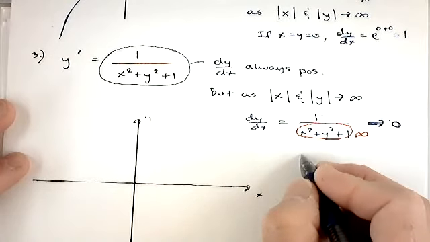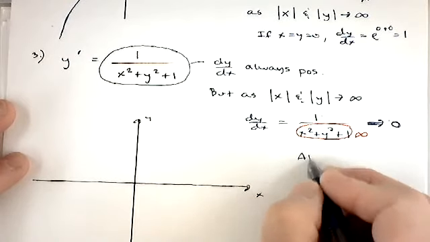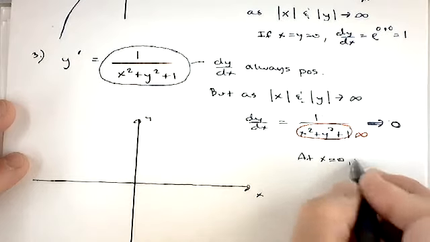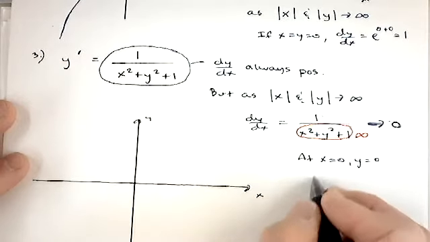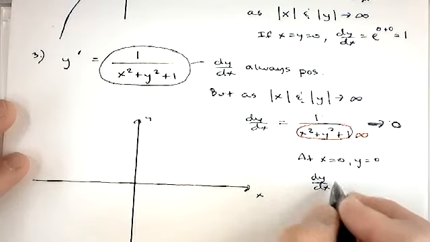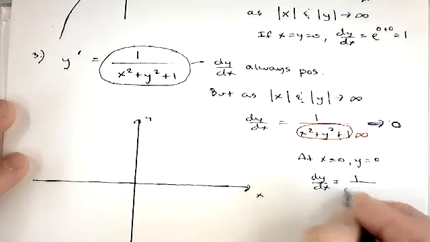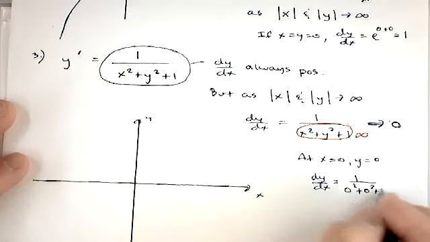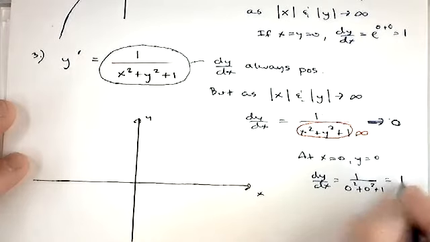And then maybe I'll do the same thing as at x equals 0. Let's get a baseline here. At x equals 0, y equals 0, right at the origin, what would my slope be? It would be 1 over 0 squared plus 0 squared plus 1, which is 1 over 1, which is 1 again.